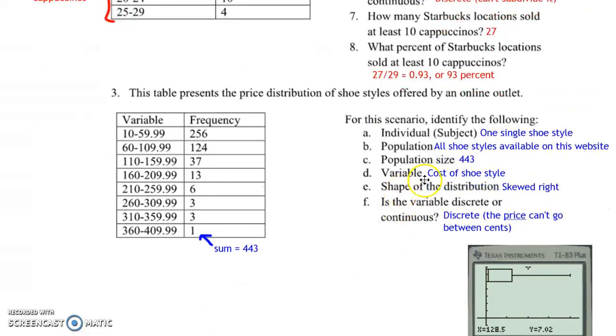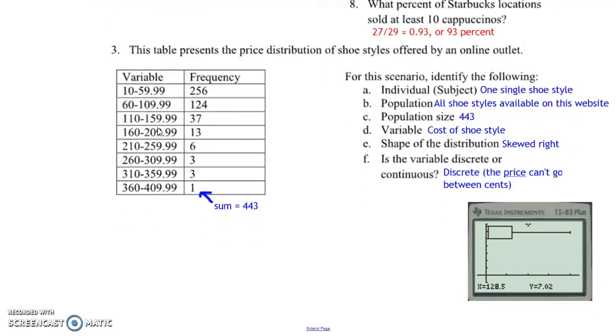For number 3, it asks us a couple of different things. It does ask for discrete or continuous. This one's discrete, and I know that it might be a little confusing because there are decimals here, but I want you to think about it like this. It's discrete because the price can't go between cents. For example, $59.99, the next highest price is $60. We're not talking about $59.995, so it's not really continuous. It does get pretty small in terms of decimals, but we can't get between the cents. So we do call this discrete.